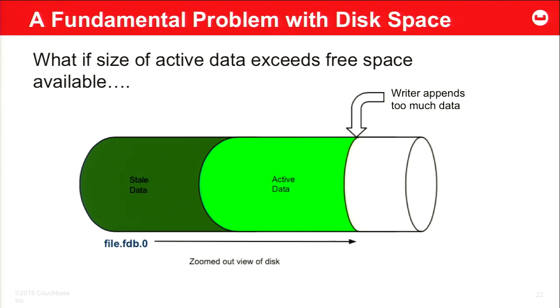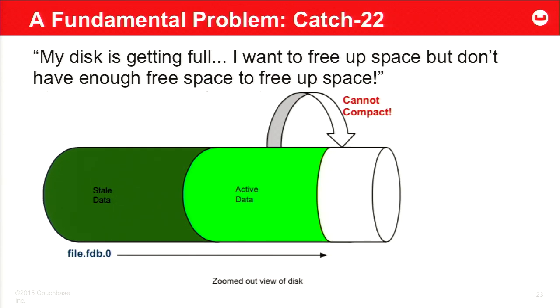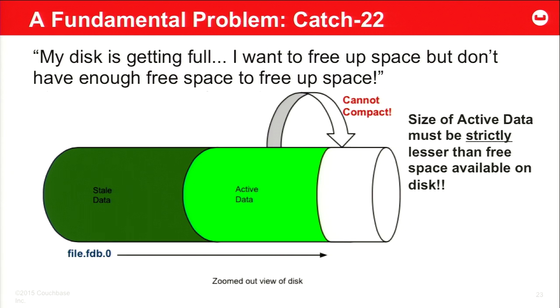But however, there is a fundamental problem. Now, what if this big bright green space is bigger than this white space that you see here? You cannot really compact because you cannot free up space. And that is where we hit this fundamental problem, which is the catch-22. Your disk is full, you want to free up space, but you don't have free space to free up space. So that's a fundamental problem, and you'll typically find this in the fine print of a lot of the append-only KV store models. The rule that's hidden and not typically exposed is that your size of active data cannot exceed the free space available on disk.